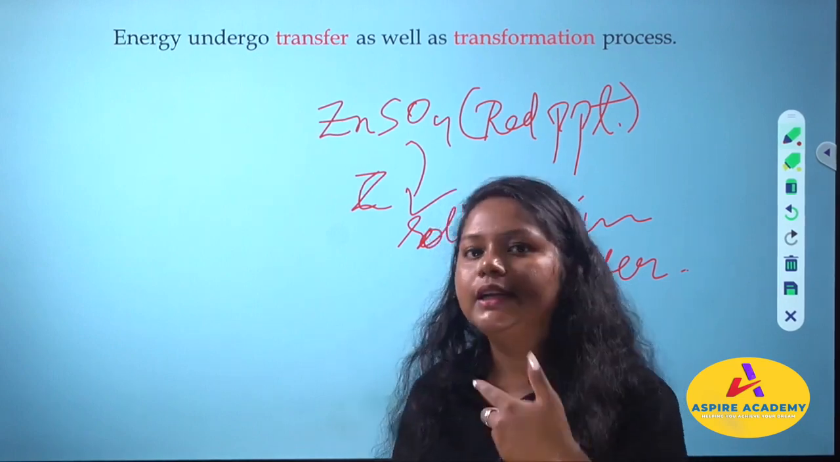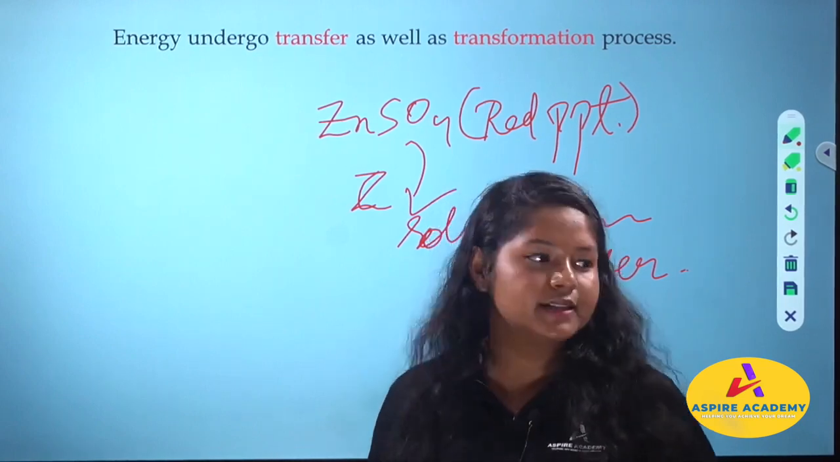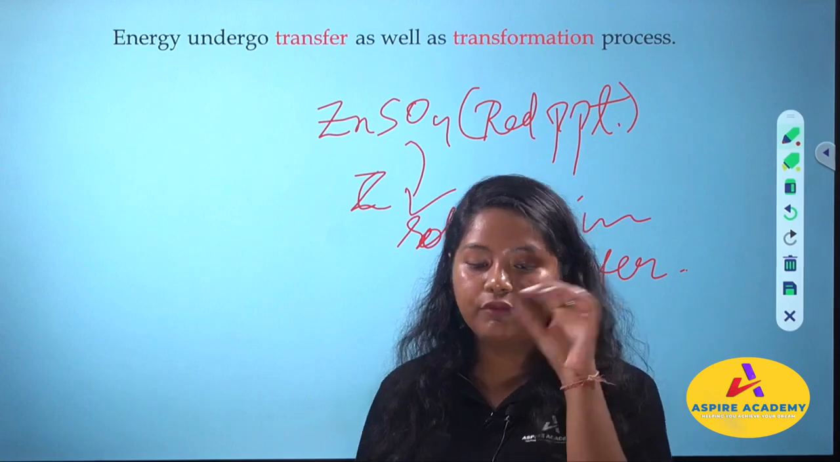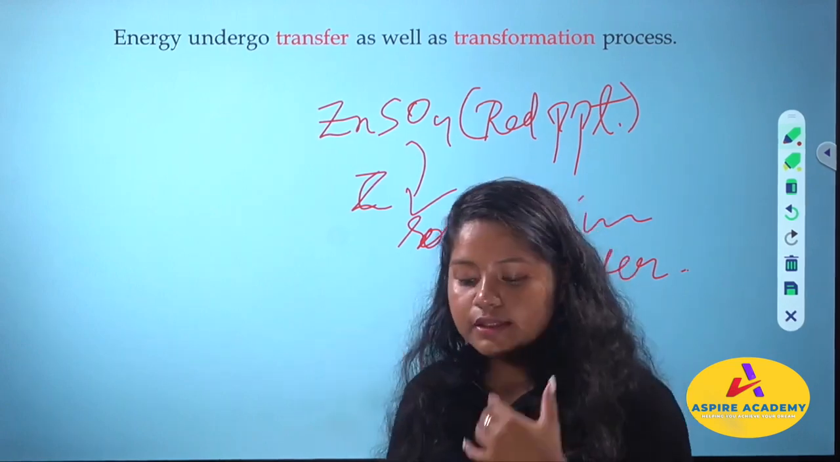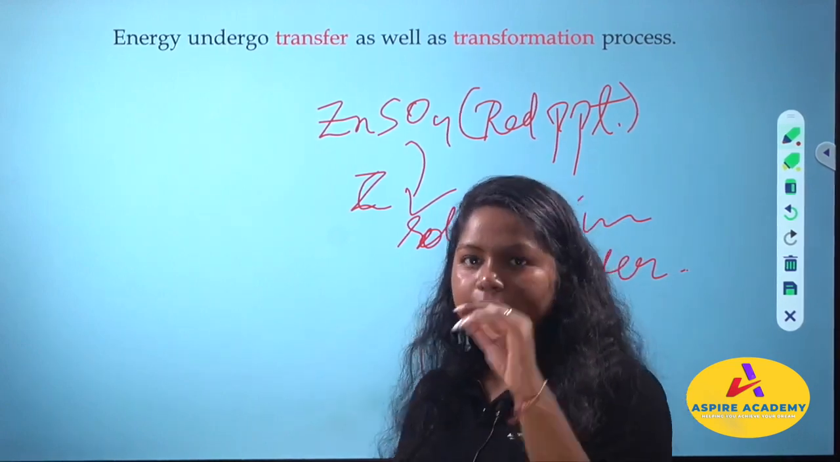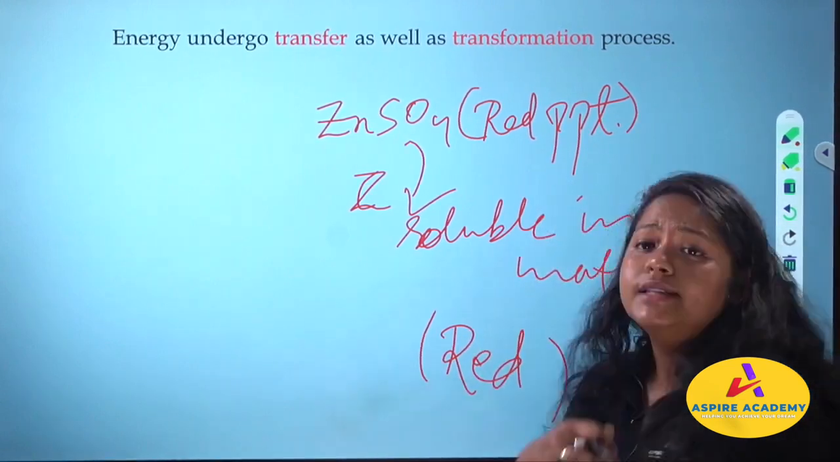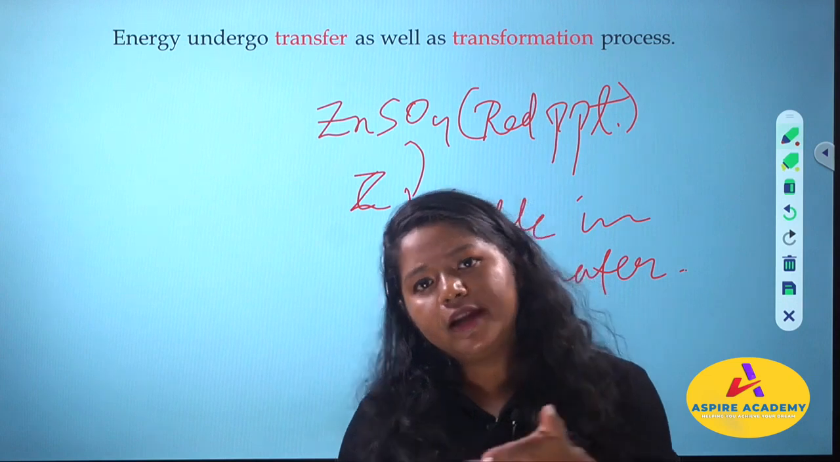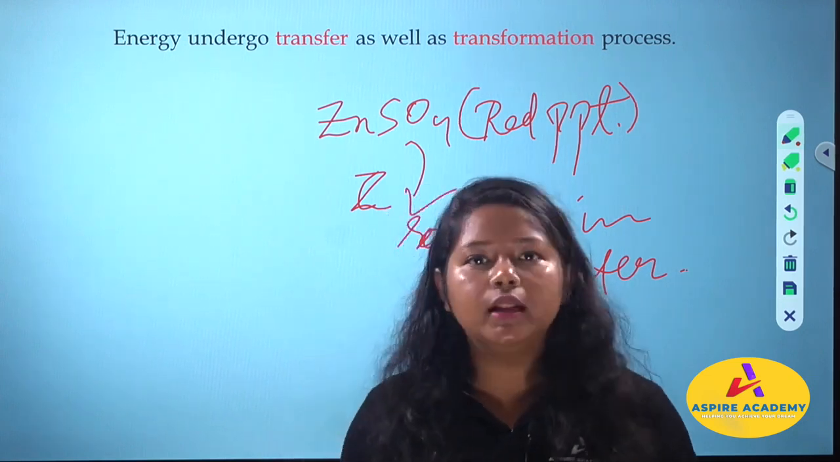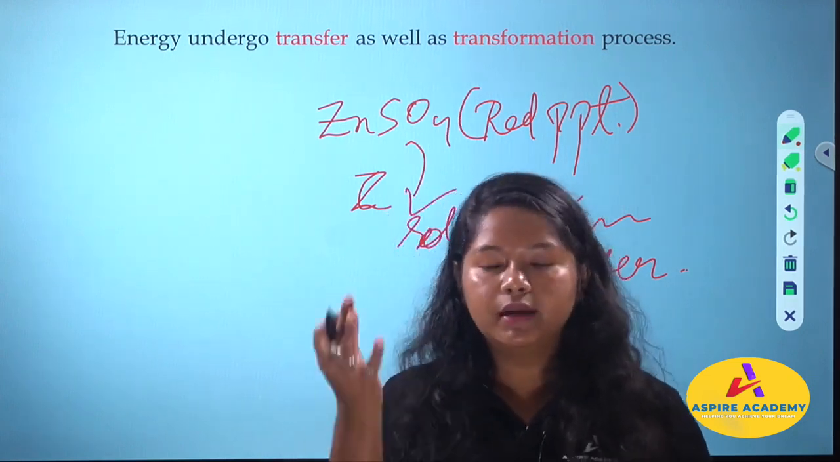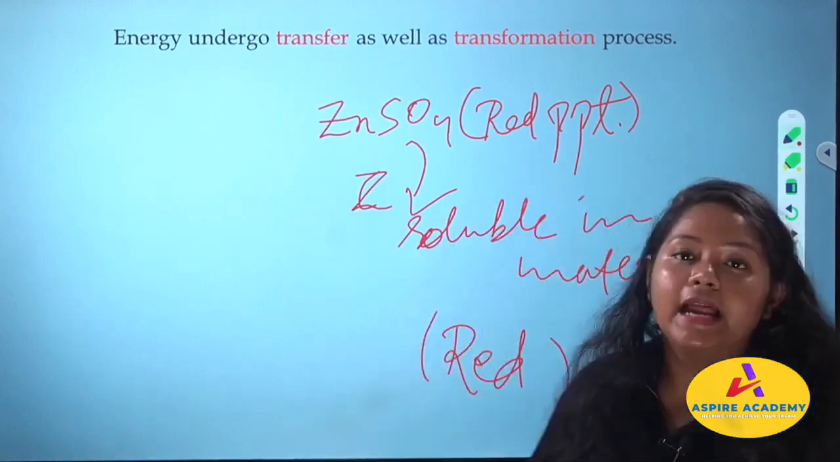Now when they have studied, and obviously you cannot just tell that this is ZnSO4 and everybody will agree. You have to do some more reactions, you have to study it in more detail. Now when they studied in more detail, they understood that ZnSO4 is actually soluble in water. If that is soluble in water, then how will it form a red PPT?